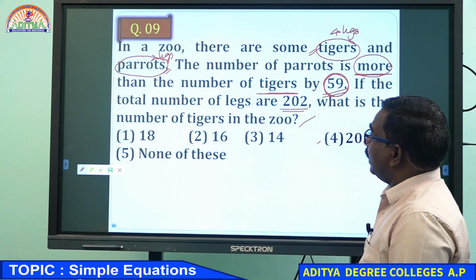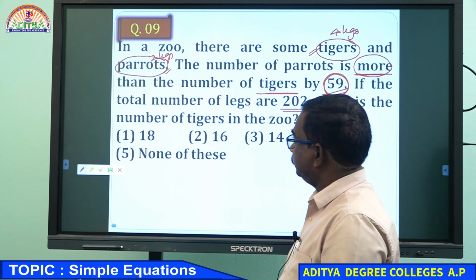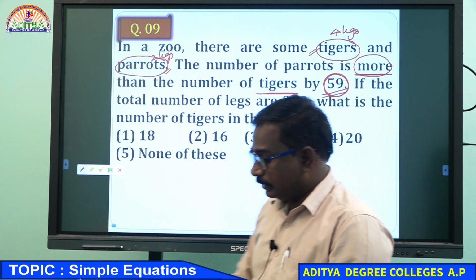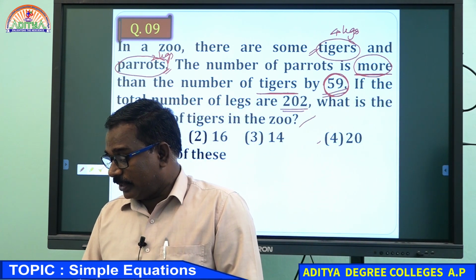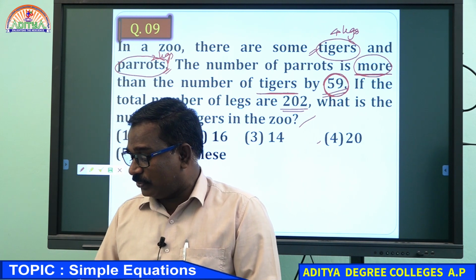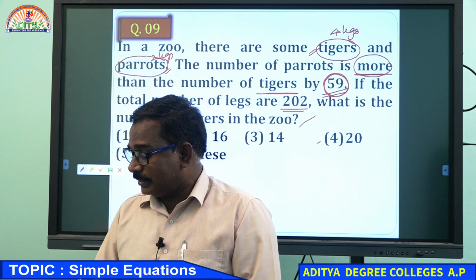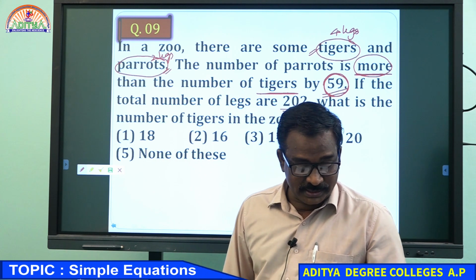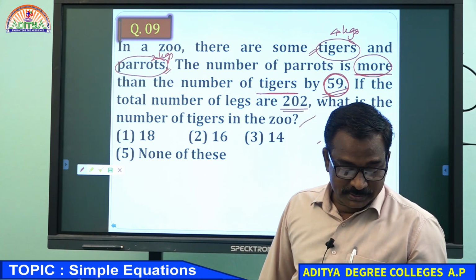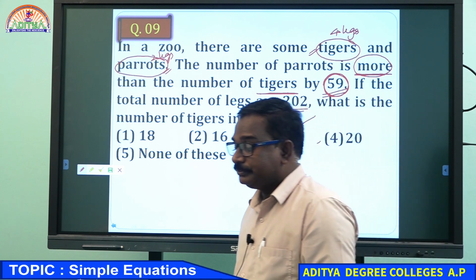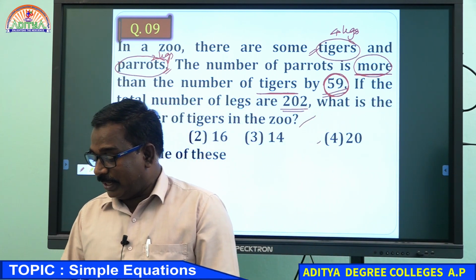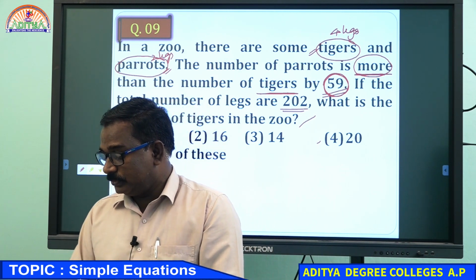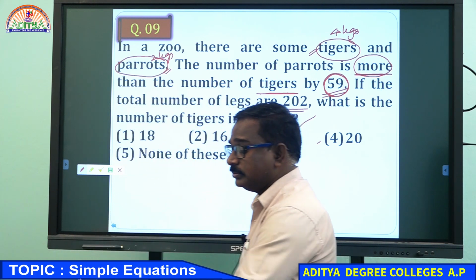There are some tigers and parrots. I didn't get any answer from any one of you. Somebody has written 14 tigers, Srilasya has written 14 tigers, and Srilata has given 20 tigers. Some different answers we got. We can do it generally and we can do it by equation form also. Still, any one of you? Make it fast.